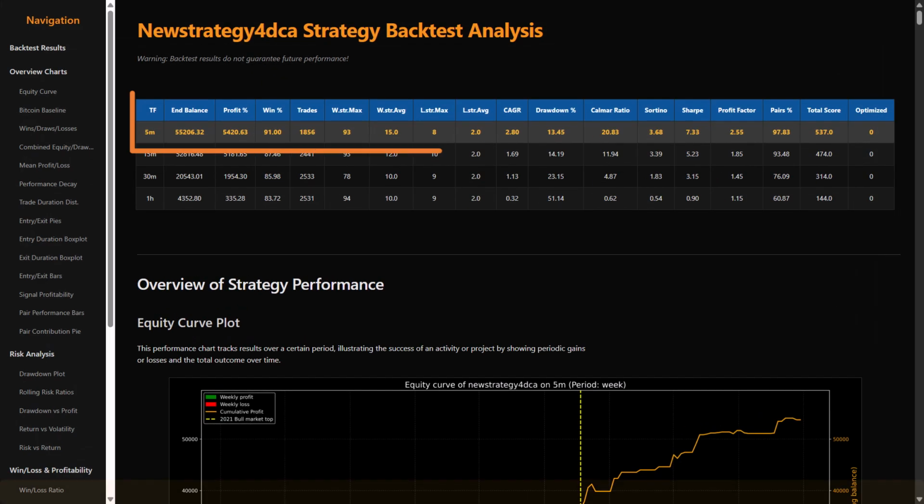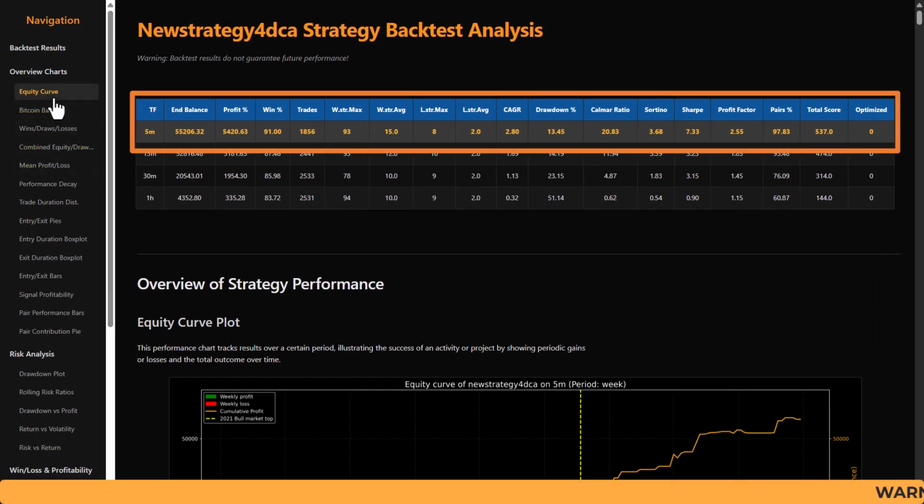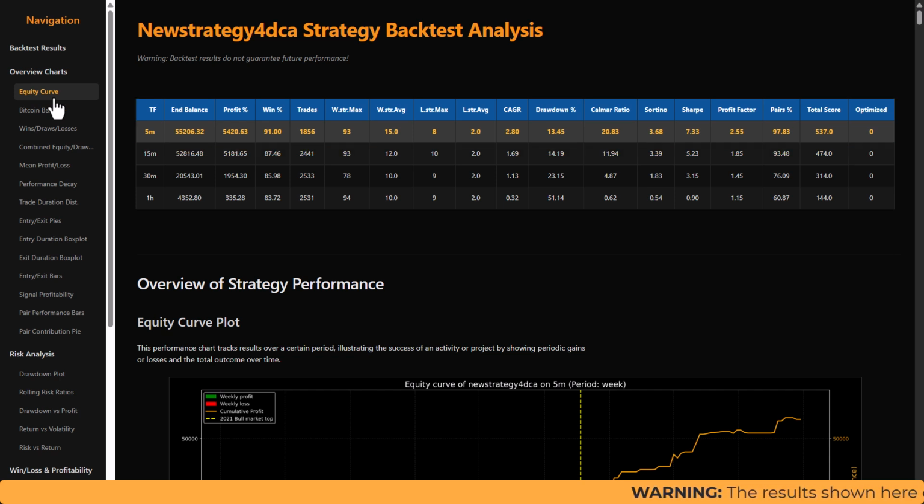The win rate is 91% and the max drawdown is 13%. The profit factor is 2.55, so for every dollar risked, we make $2.55, hypothetically of course. Now 97% of the tested pairs were profitable, which is also a very good sign in my opinion.